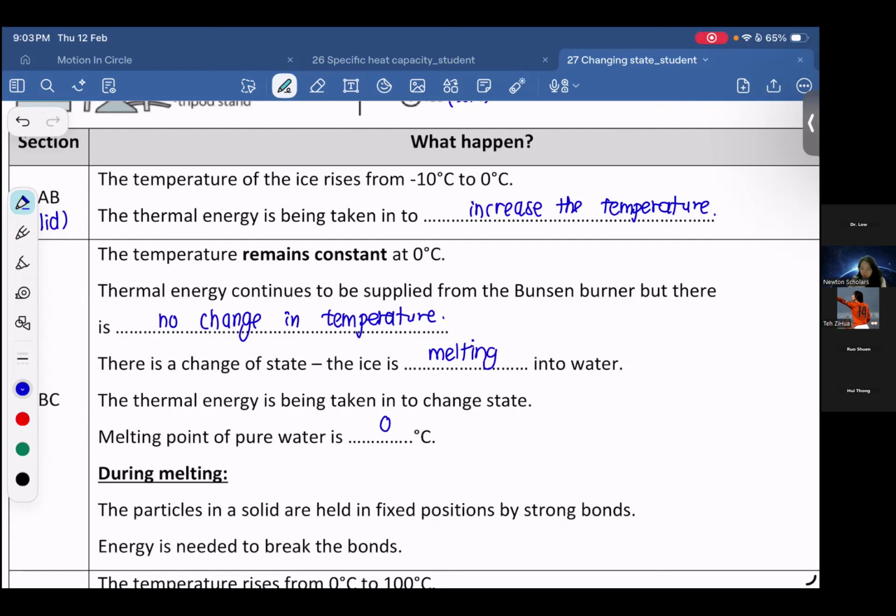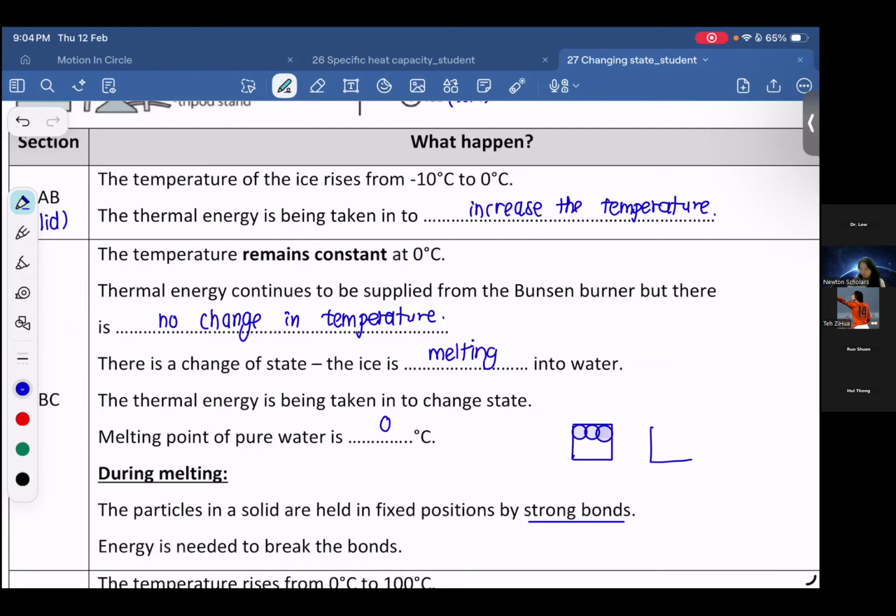Okay? During melting, we absorb the heat. It doesn't increase the temperature, but what does it do? The heat energy is absorbed for what? So for the solid, we understand, the particles are close together, held by a strong force. Am I right? Okay, like this. You understand they are held by the strong force.